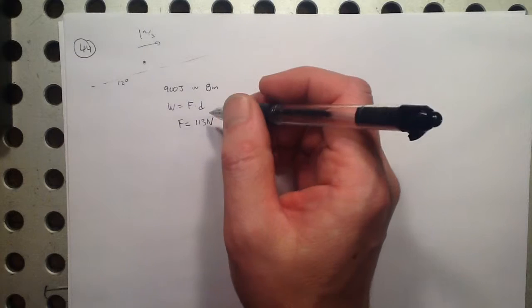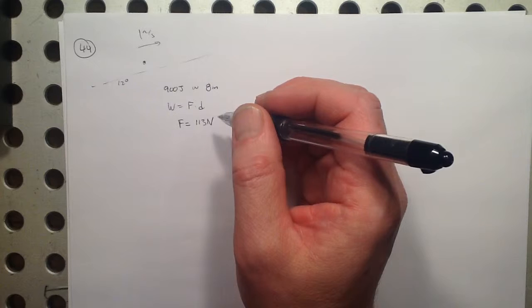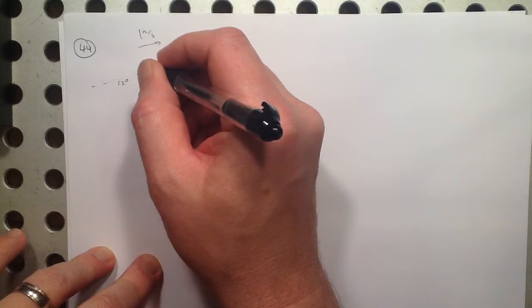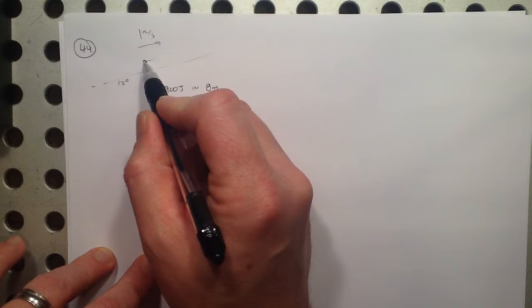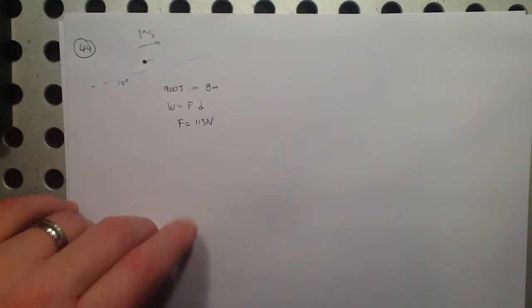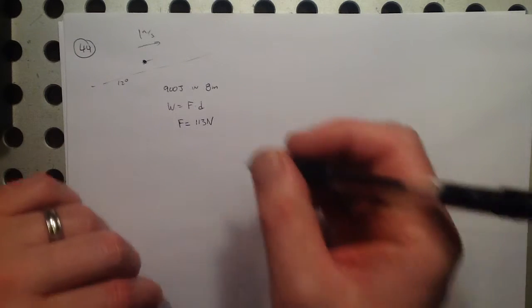If the rope moved with a constant speed of 2 meters per second, how much work would the force of the rope do on the skier as the skier moved a distance of 8 meters up the incline? Well, if the rope moved with a constant speed of 2 meters per second, the force would be the same. It would still be balancing that force, right? So let's see if we can figure that out.